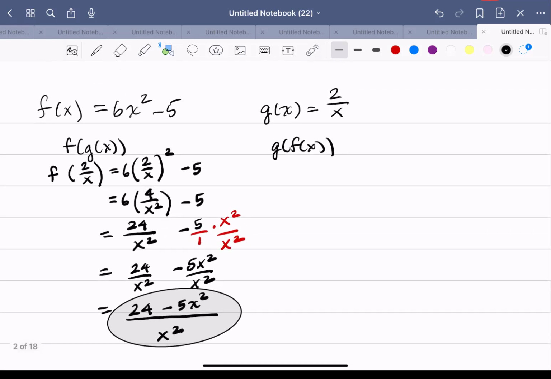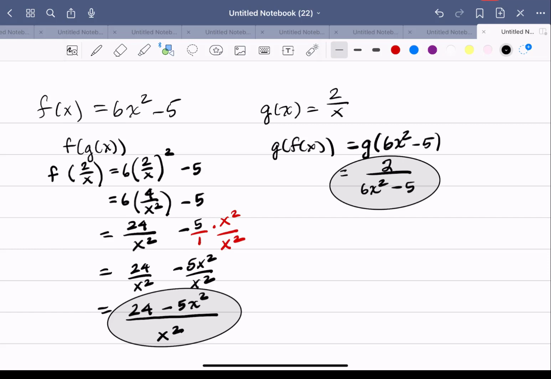Now to do g of f of x, that means inside of g, I'm going to put 6x squared minus 5. So instead of that x, I'll put 2 over 6x squared minus 5. And there's really nothing I can do to this fraction, so I'll leave it. g of f of x equals 2 over 6x squared minus 5.